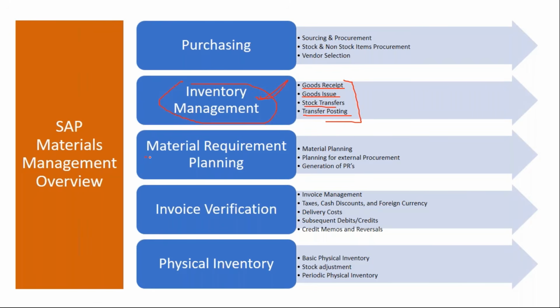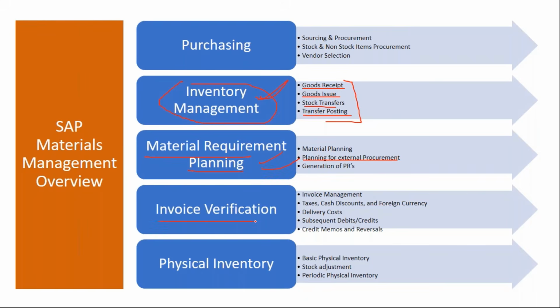Then MRP, planning. MRP is nothing but planning: how much quantity we need to purchase. The system will calculate. You enter your requirement, let's say I want to produce this much quantity. You enter the requirement in the system, then you run MRP, then the system will give you the planning for external procurement, how much quantity you need to procure. Okay, that MRP we will discuss.